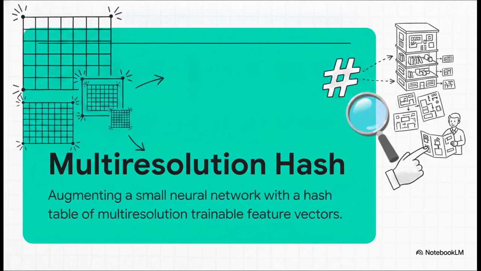In this architecture, 3D space is divided into a cascade of grids, from coarse to fine resolution. At the corners of these grid cells, the system stores trainable feature vectors, essentially little packets of mathematical data describing the local geometry, the lighting, and the visual style elements. When you query a point in space, you don't ask the network to calculate everything from scratch. Instead, you quickly look up the surrounding feature vectors across all these different grid resolutions using a hash function. It is a massive shortcut that replaces heavy, grinding computation with incredibly fast memory lookups.